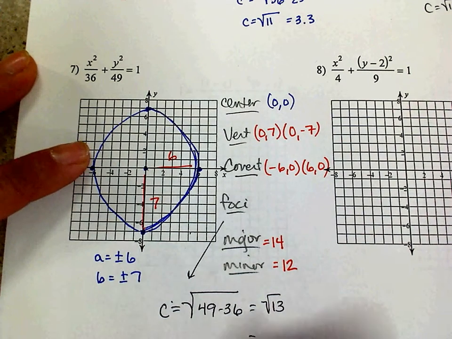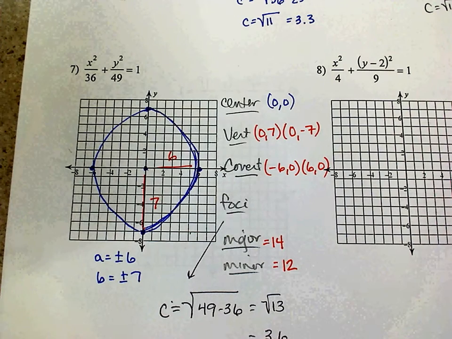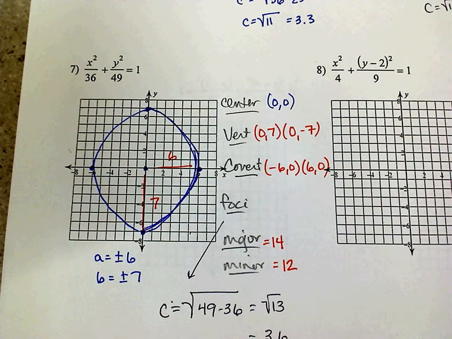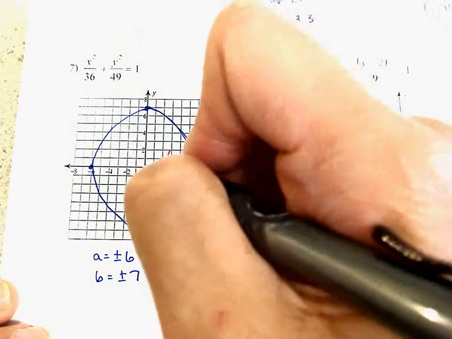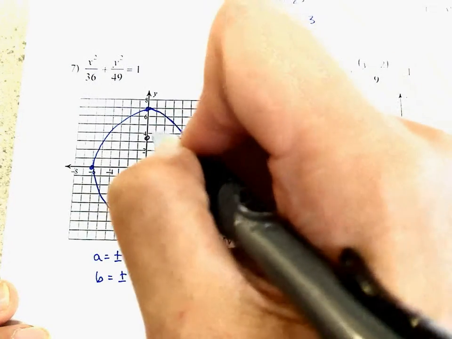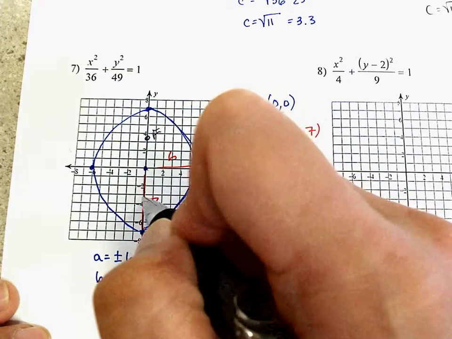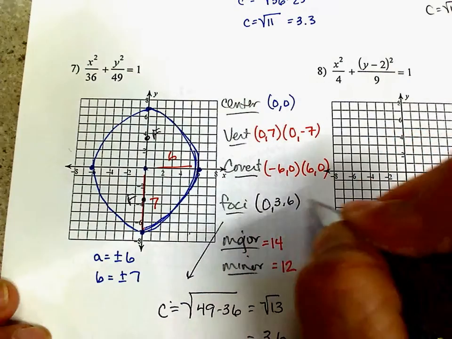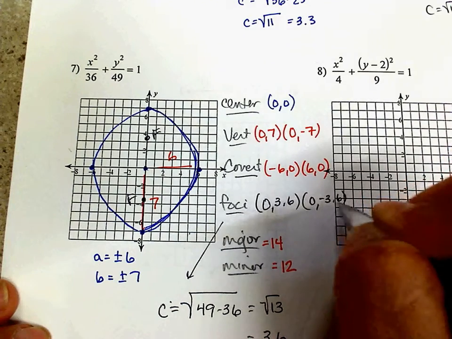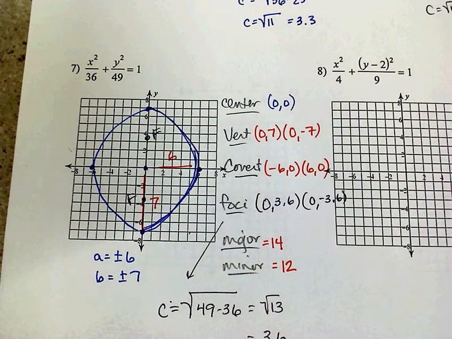3.6. Way to think of it is square root of 16 is 4, and then square root of 9 is 3, so it's somewhere between 3 and 4, and 9 and 16, so 13 is about halfway, so 3.5, 3.6, something that you can do, okay? Here we go. Foci, 3.6. So from the center, 1, 2, 3.6, 1, 2, 3.6. So your foci is 0, 3.6, 0, negative 3.6. There's number 7.